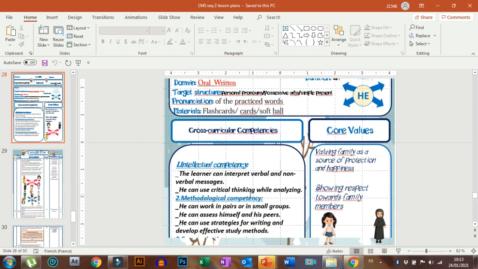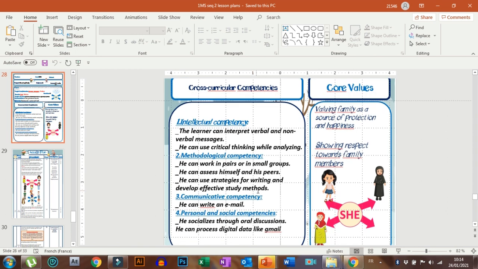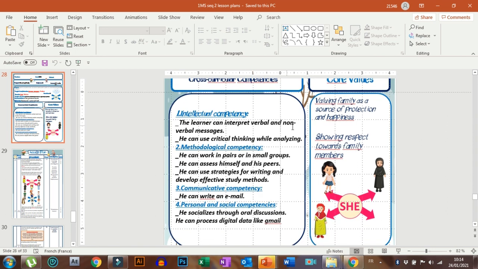For the materials, I have flashcards, cards, and a softball for more interaction. Now we come to intellectual competencies. Learners can interpret verbal and non-verbal messages. He can use critical thinking while analyzing, because here they are going to have a certain kind of analysis. Then methodological competencies. He can work in pairs or in small groups, especially small groups, because here we're going to focus on group work. He can assess himself and his peers. Since they are going to work in groups, they are going to help each other. They can assess each other.